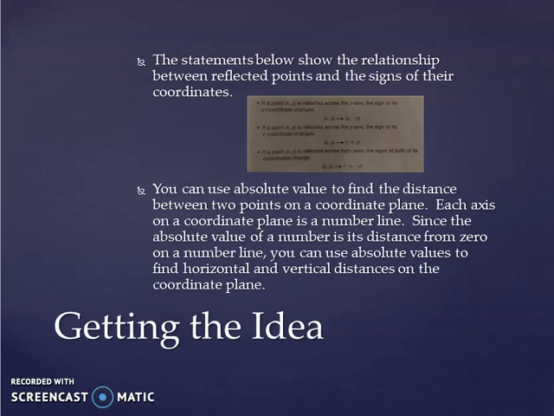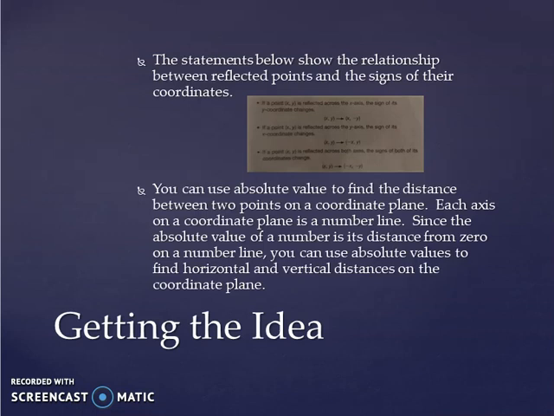If a point (x, y) is reflected across the y-axis, the sign of its x-coordinate changes. So (x, y), if we reflect over the y-axis, is going to be (-x, y). If a point (x, y) is reflected over both axes, the signs of both of the coordinates change. So if I had (x, y) and I went over the y-axis and then over the x-axis, my coordinates would both become negatives.